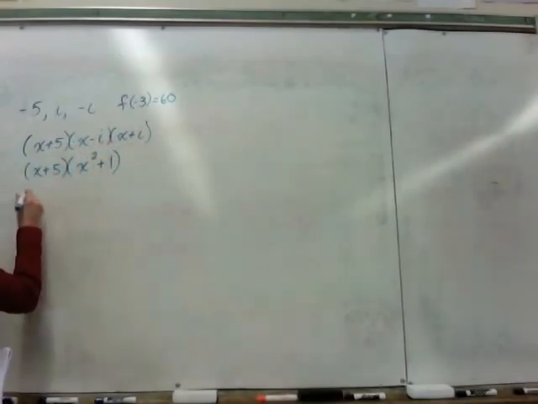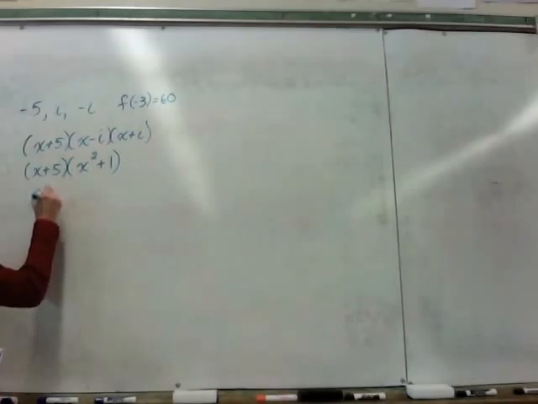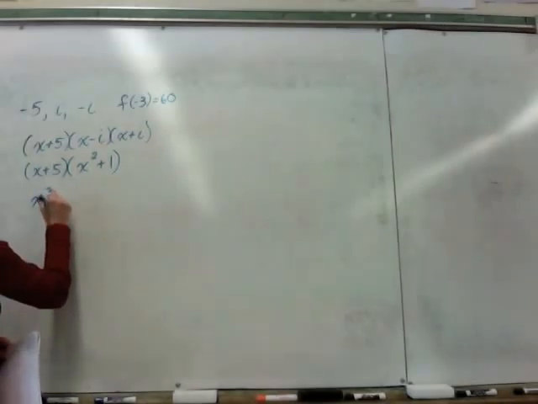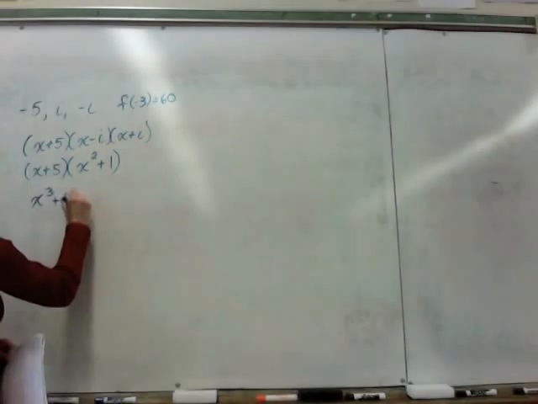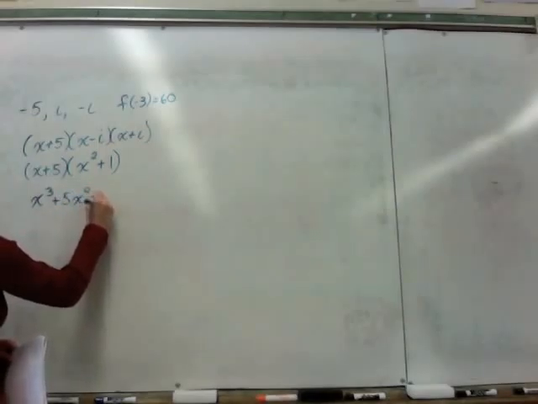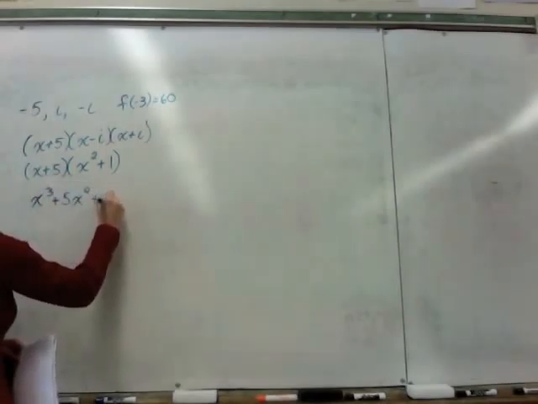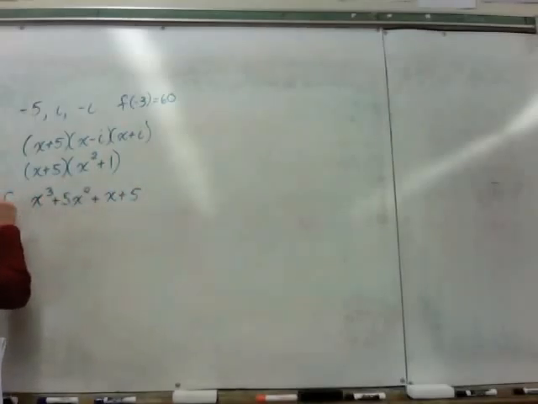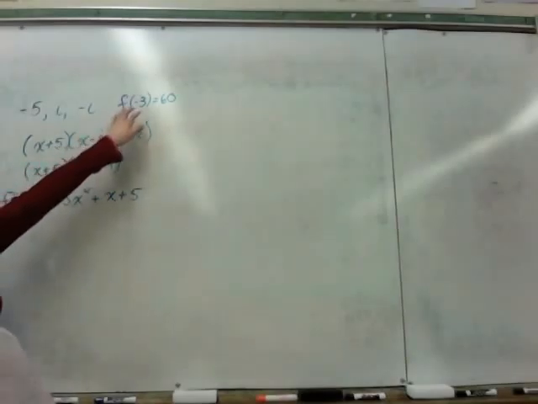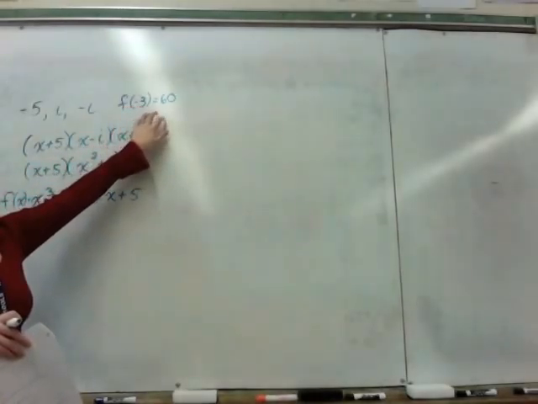Then when you multiply this out, you end up with x to the third plus 5x squared plus x plus 5. Okay, so this could be our function. Okay, that could be our function. Is that an option, though? No, and since it's multiple choice, we know, but this also was given to us for a reason.